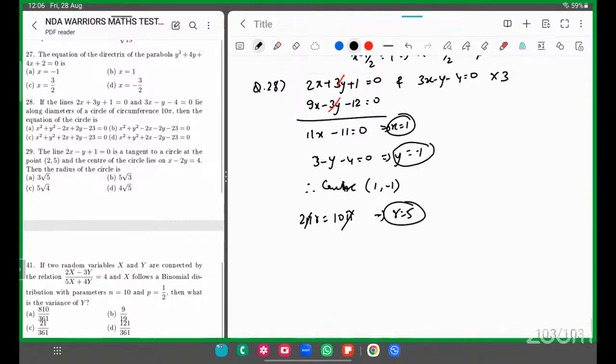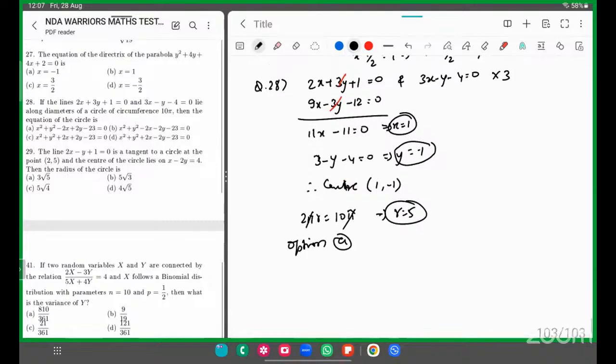Radius, I think everyone will be giving 5 only. Yes. So we need to check the center only. 1 minus 1. 1 minus 1. I think first option will give you 1 minus 1. Yes, it's option A only. Option A has center at 1 minus 1.